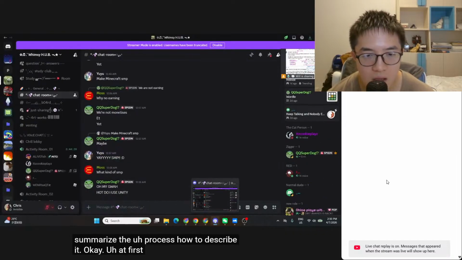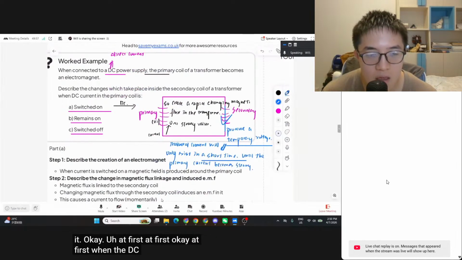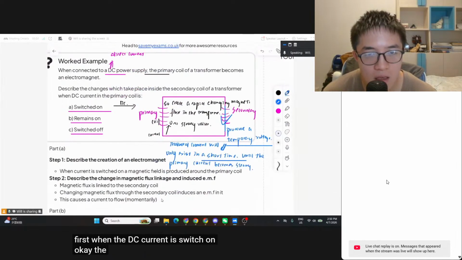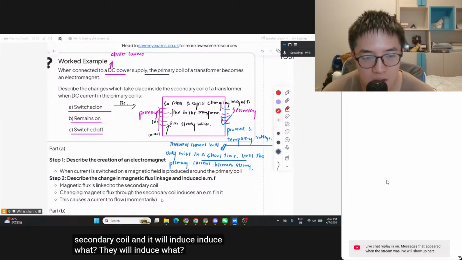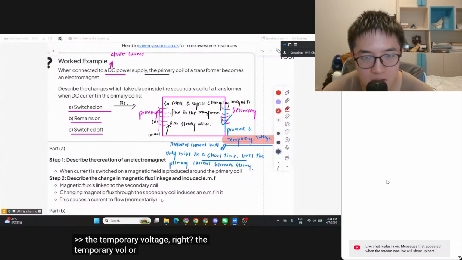Okay, I will summarize the process, how to describe it. At first, when the DC current is switched on, the current in the primary coil will increase from 0 to a steady value, right? And this process will create a rapid change in magnetic flux in the core of the transformer. According to Faraday's law, this changing flux passes through the secondary coil, and it will induce what? Just the EMF temporarily, a temporary voltage or temporary current in the secondary coil. And how to end?